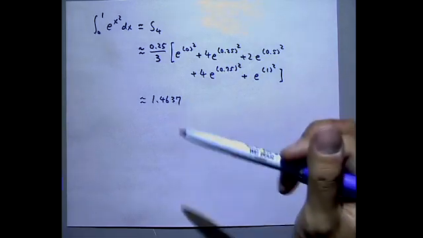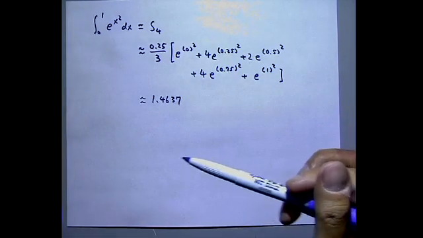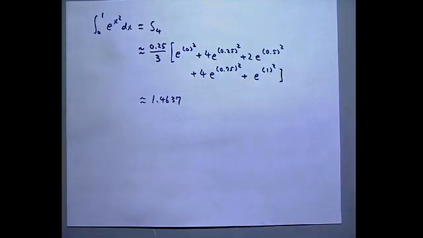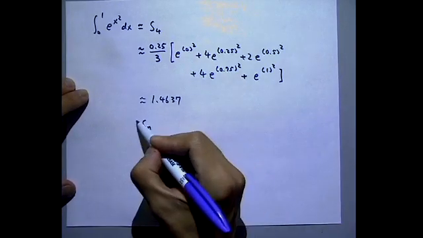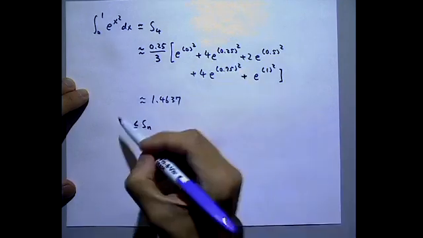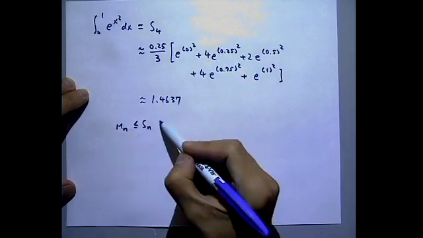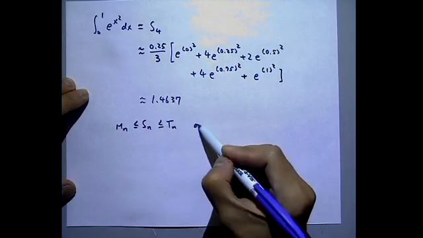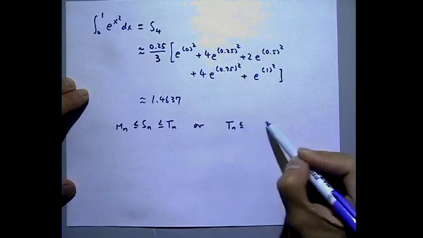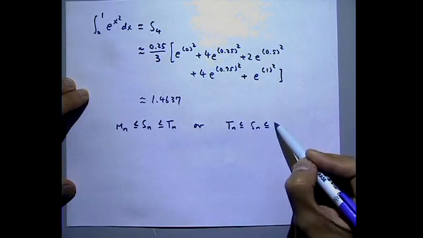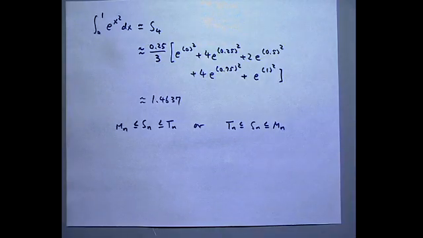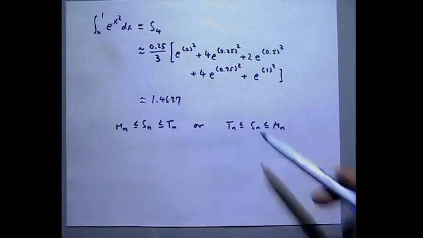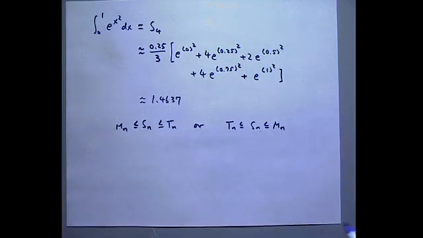Notice that it's somewhere between M4 and T4. And this is the closest one to the true value. As we said earlier, trapezoidal and midpoint will always give you the opposite. One is over, one is under. So we don't know which is which, but Simpson's will always be somewhere between.